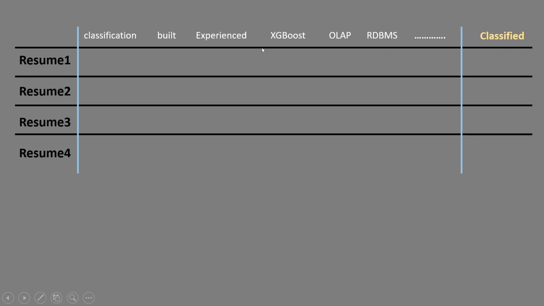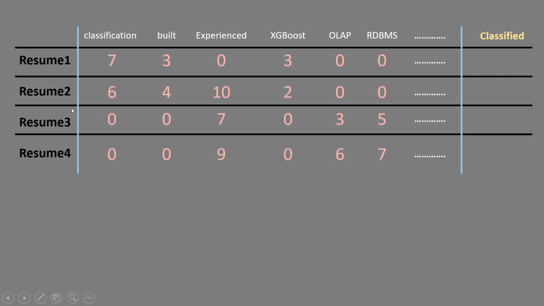Now the next thing which we would require to do is map these features against each of these resumes, means the count of each of these words in each of these resumes. So you may get something like this. Now on this basis, you require to classify which resume is for data scientist and which one is for data modeler, right? So let's have a look.